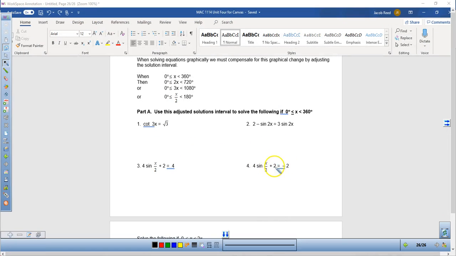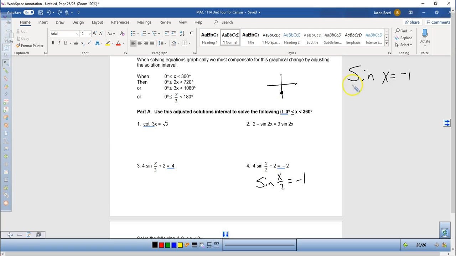Number 4, set up similar. This time when we solve, we get that sine of x over 2. If I subtract 2, I get negative 4. Divide by 4, I get negative 1. Well, let's think. When is sine of x equal to negative 1? That's a quadrantal angle. It's this one right here, which means that x would have to be 270 degrees. Well, if I double this, that's going to give me 540 degrees. But that does not fit within our range. Therefore, this one is not possible.